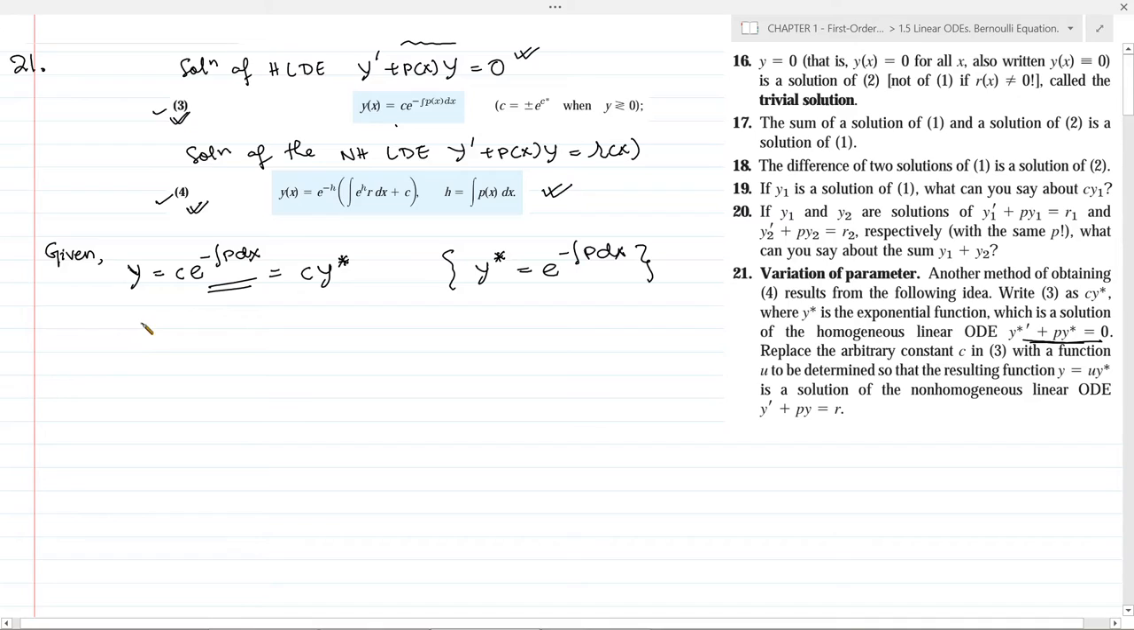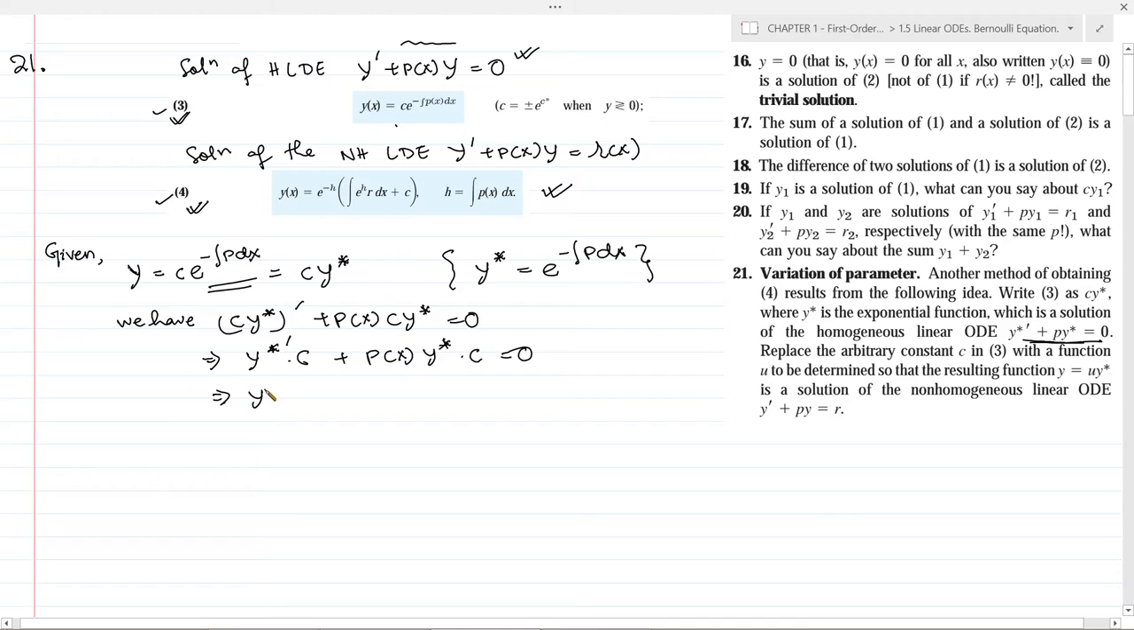We have c y star derivative plus p of x c y star equal to 0, which implies y star dash multiplied by c plus p of x y star multiplied by c equal to 0, which implies y star dash plus p of x y star equal to 0, which is this equation. Let us take this as equation A.